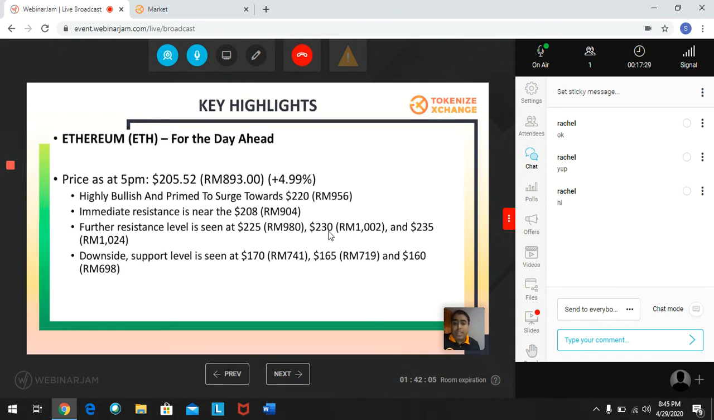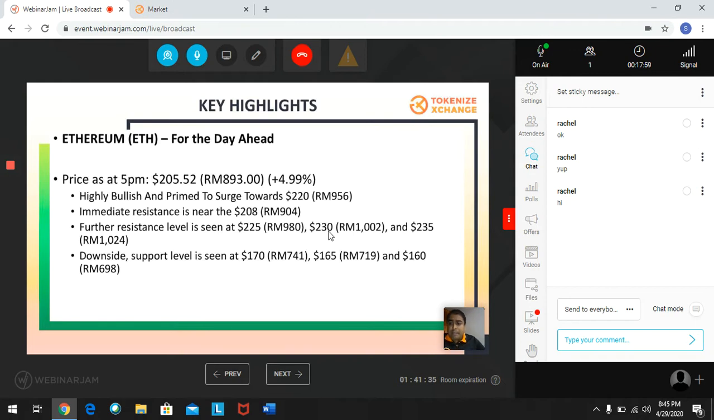So, one look at Ethereum. As at 5 p.m., it was trading at 205.5, so basically if you convert to Ringgit Malaysia, that's 893 Ringgit. So day to day is up. If you see the current point of time, today at 8:45 p.m., Ethereum is trading at 208.4 US dollars, basically 100 over Ringgit Malaysia.